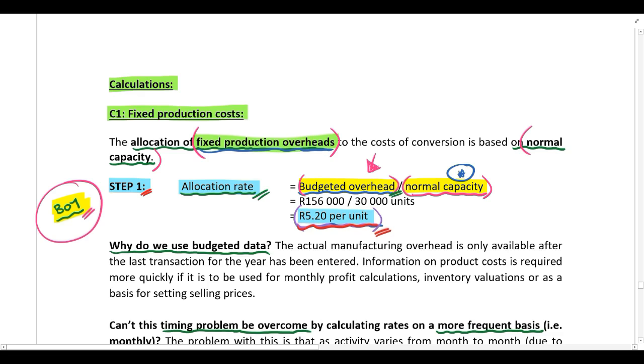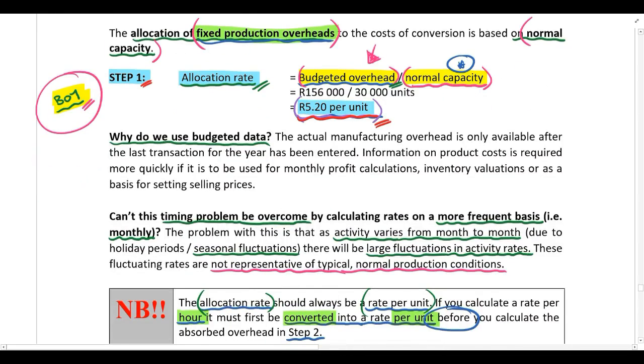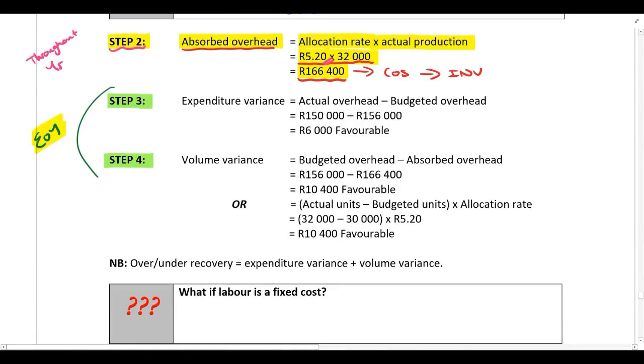So at the end of the year, we now have the actual information, and we now need to take this into account because there's definitely going to be a difference between your budgeted cost at the beginning of the year and your actual cost at the end of the year. So at the end of the year, when we now have the actual information, we will then calculate these variances. So in step 3, you are first going to calculate your expenditure variance, and in step 4, you are going to calculate a volume variance.